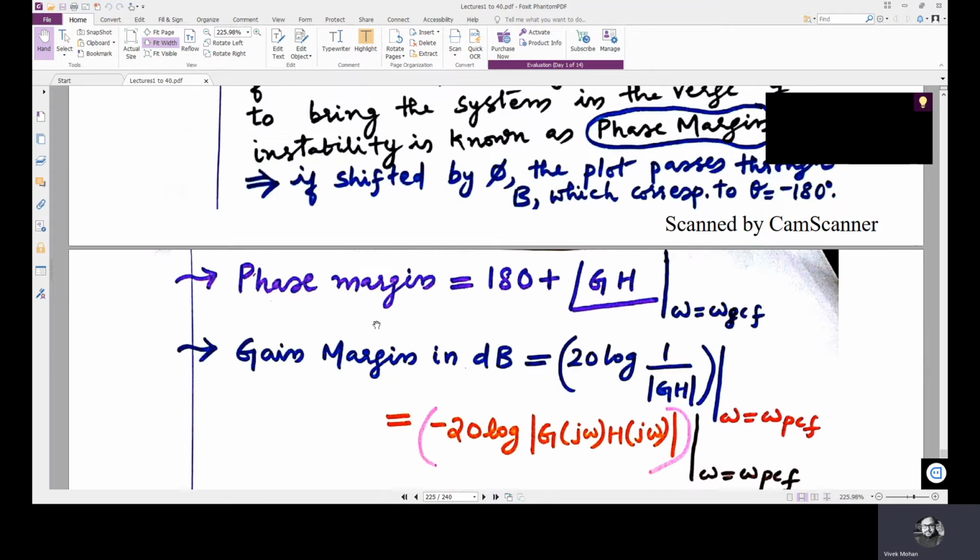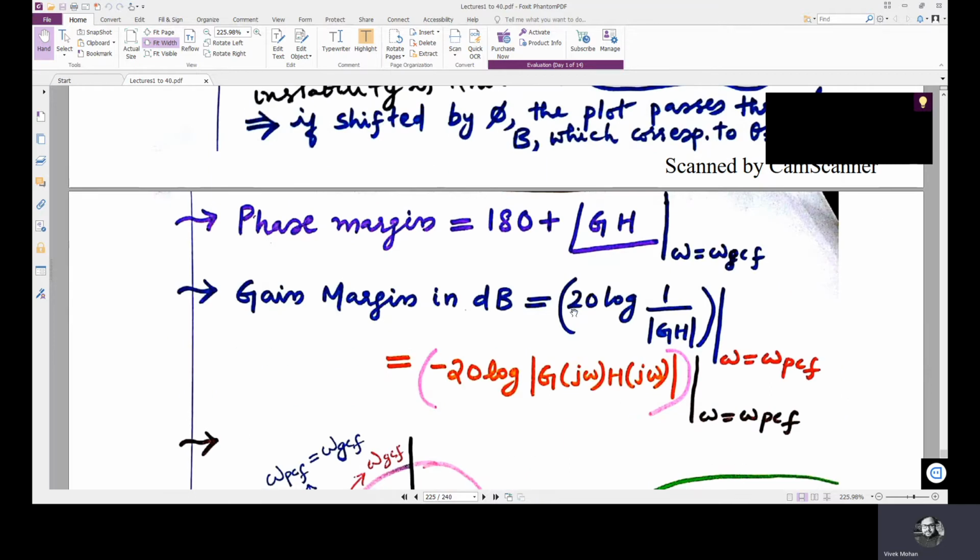the phase margin. Here gain margin in decibels is 20 log reciprocal of magnitude of the open loop transfer function at phase crossover frequency. Or if you want to avoid this reciprocal, then you can take it as minus 20 log GH, magnitude of GH at phase crossover frequency.